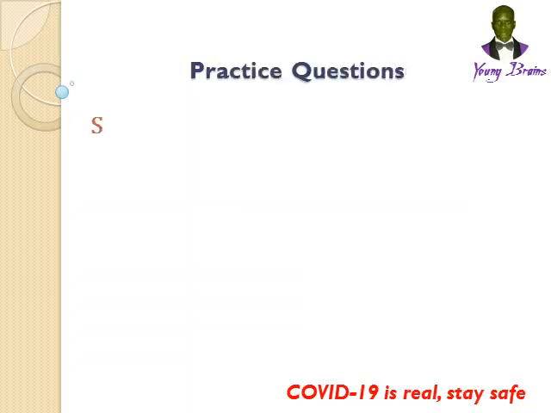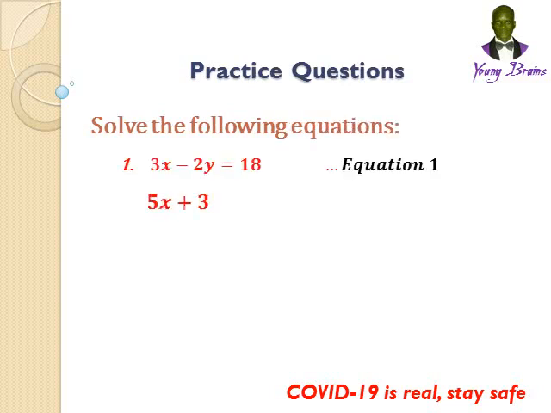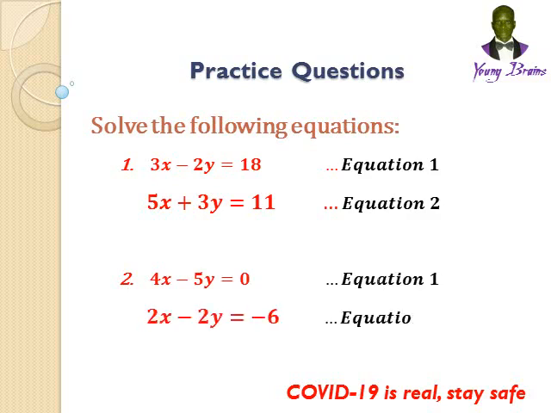Before the end of the lesson, we need to consider some practice questions. Solve the following equations. Question number 1, 3x minus 2y equals 18. That's equation 1. 5x plus 3y equals 11. That's equation 2. For question number 2, we have 4x minus 5y equals 0, equation 1. 2x minus 2y equals minus 6, equation 2.